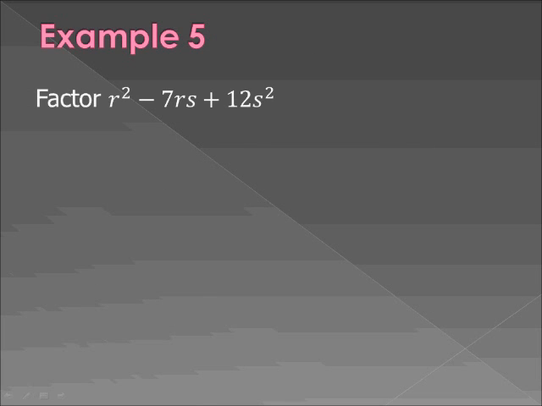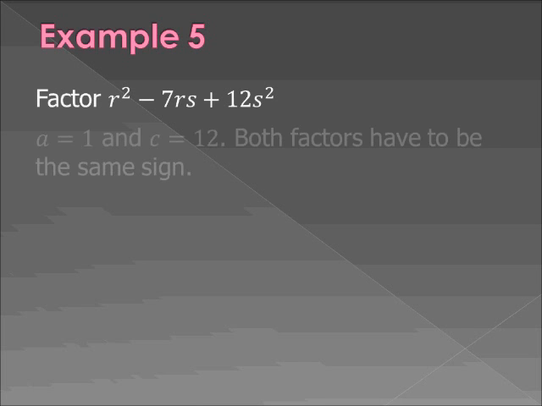Example 5. Factor r squared minus 7rs plus 12s squared. Again, you can go ahead and try these on your own. And here comes the answer.